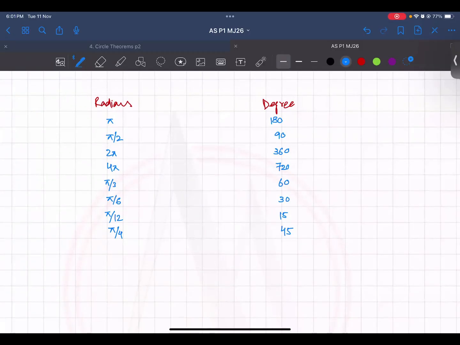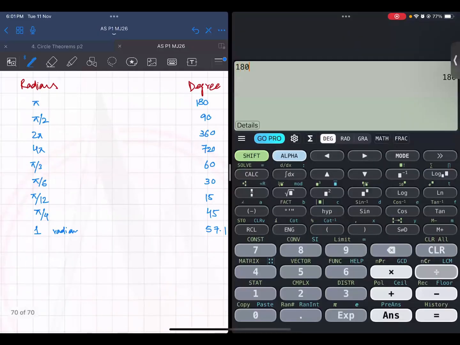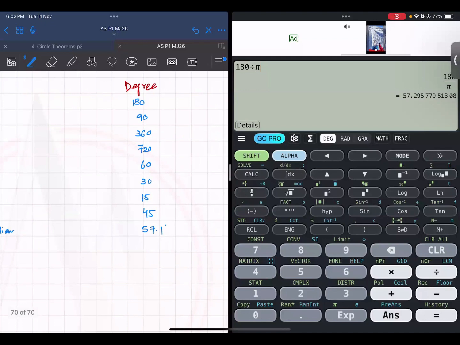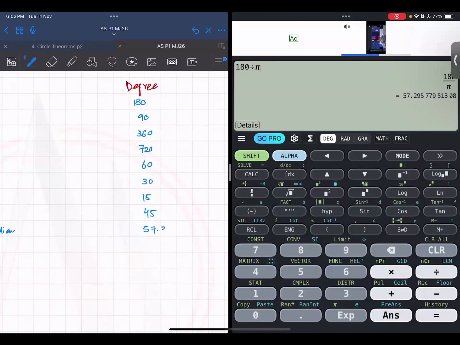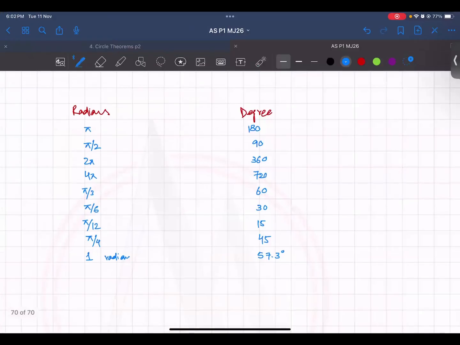One more thing: if you want to write how much 1 radian is in degrees, it is 180 divided by pi, which is 57.295, about 57.3. So 1 radian is 57.3 degrees.